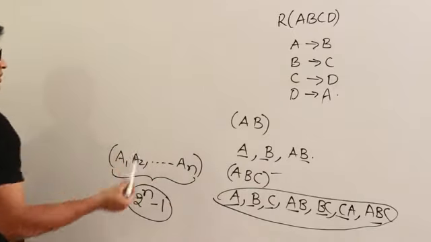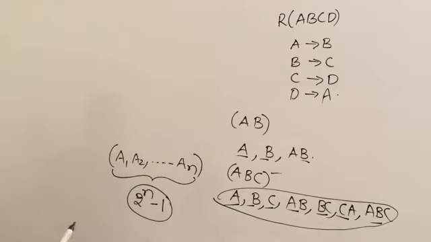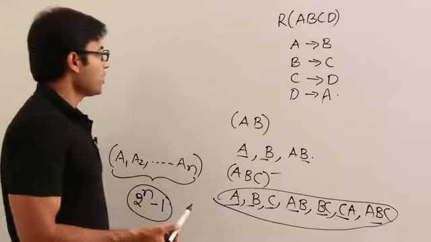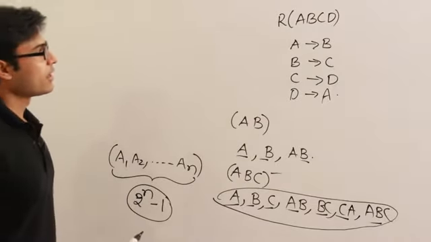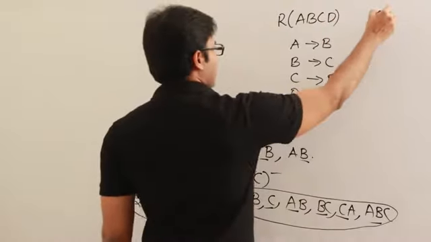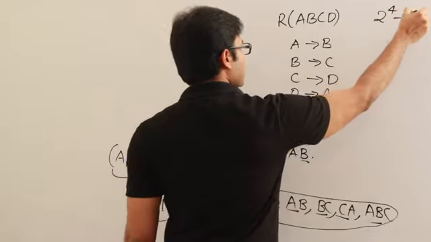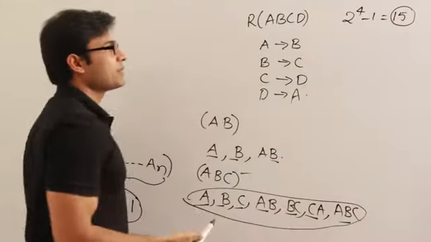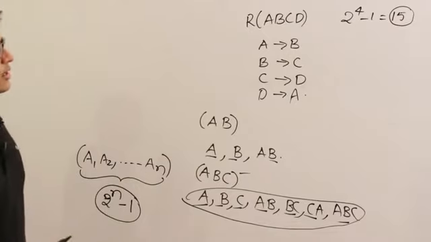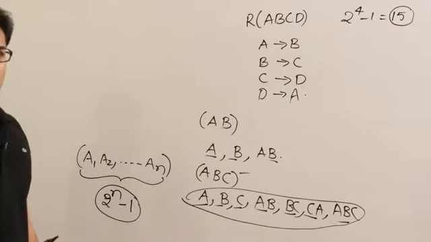Okay, let's see this example and we shall explore it. Coming to this example, how many candidate keys will be there? 2 power 4 minus 1, which means 15 candidate keys will be there. So should I examine all the 15 combinations, or can I rule out some of them? It turns out that we can rule out some of them.